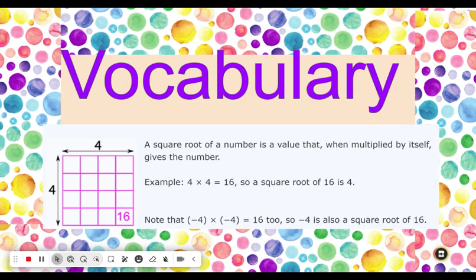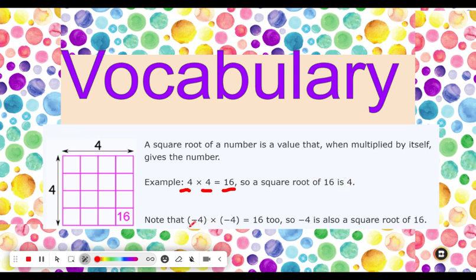So a square root is a number that when multiplied by itself gives a number. For example, we have 16 little squares here. What makes up a perfect square? A 4 by 4 grid, or 4 times 4. So 4 times 4 is 16, so the square root of 16 is 4.